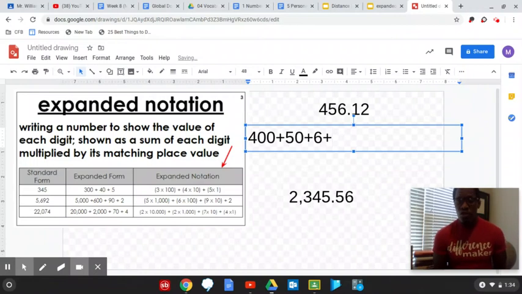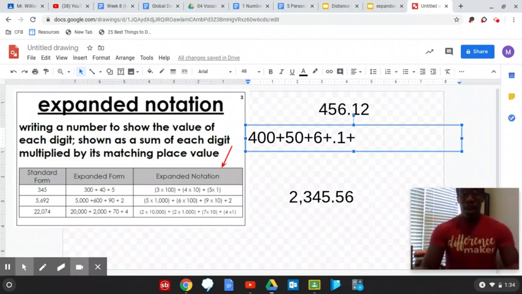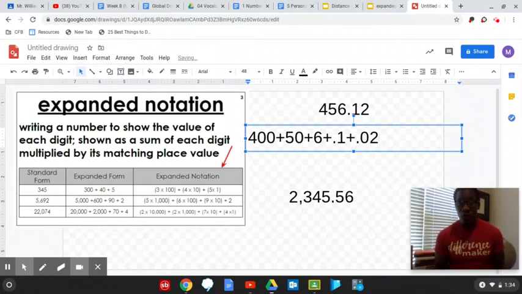Now, what is the value of that 1? Well, that 1 has a value of 1/10 because that 1 is in the tenths place. And what is the value of that 2? Excellent. That 2 has a value of 2/100 because that 2 is in the hundredths place. Now, guys, in order to be successful with expanded notation with decimals, you have to know your place values. You have to know where the tenths place is, and you have to know where the hundredths place is.